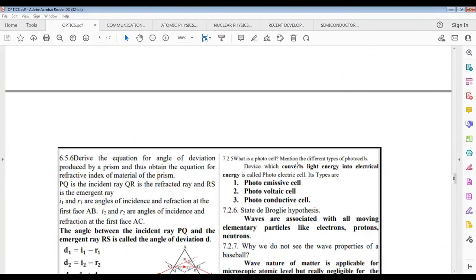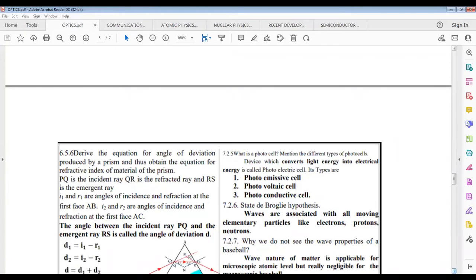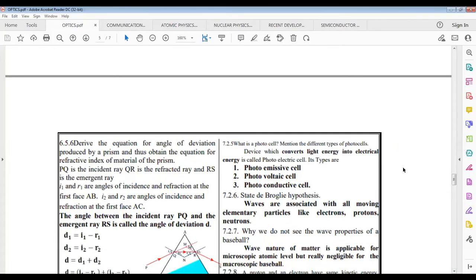And what is a photocell? Mention the different types of photocells. There are 3 types of photocells: photoemissive cell, photovoltaic cell, and photoconductive cell. Coming to state the de Broglie hypothesis: waves are associated with moving elementary particles like electrons, protons, and neutrons. This is your de Broglie hypothesis.